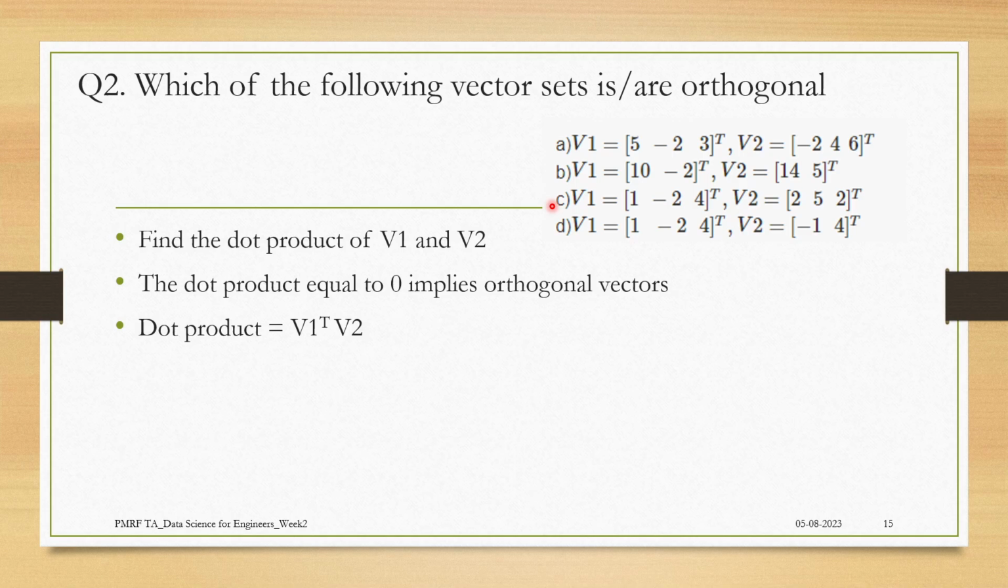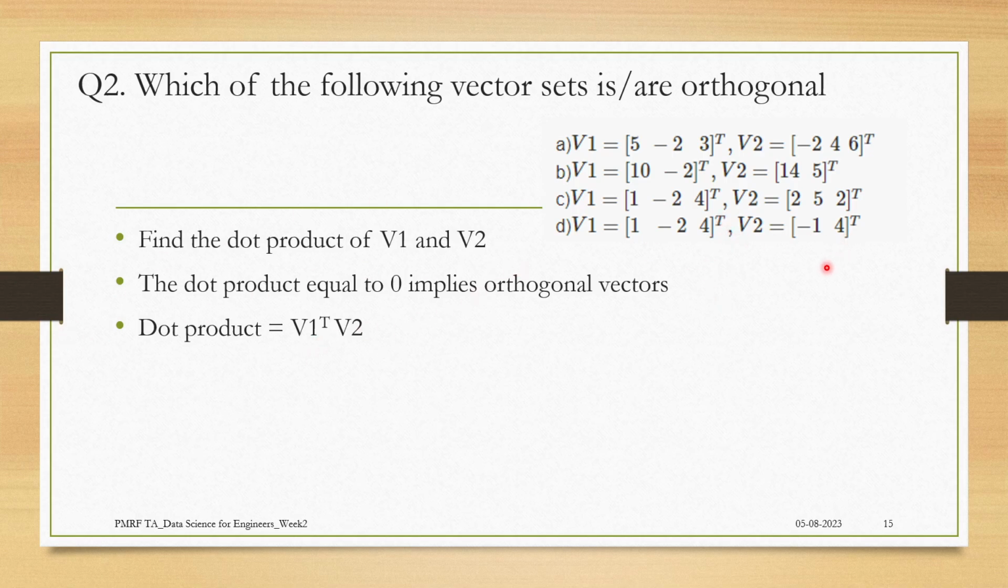Then the next one is: the following sets is or are orthogonal. This one you have done anyway. I'll just share this material. Here it's given as V1 and V2, and you have to find the dot product of V1 and V2. If the dot product equals 0, it implies orthogonal vectors. So you have to find V1 transpose into V2. That's how it's done. This is similar to the question which was discussed.